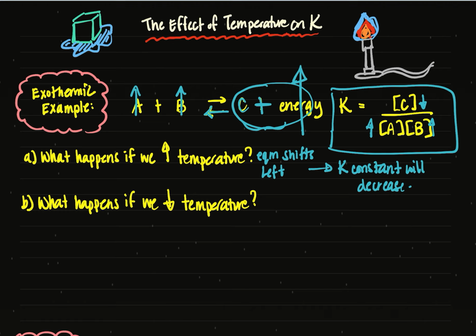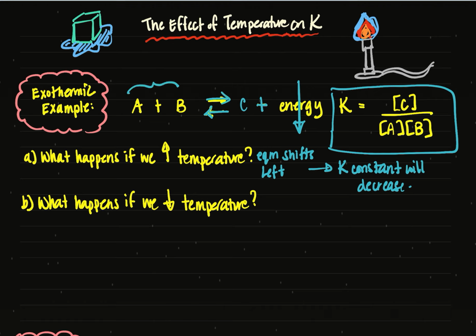So let's try the flip side example. Let's continue with our exothermic example. Instead of increasing the temperature, we're going to decrease the temperature this time. So let's mark it down on our equation. Energy term will be decreased. What is going to happen if we decrease the energy? Well, C, the product, doesn't have as much heat to react with, so my equilibrium is actually going to shift to the right this time.